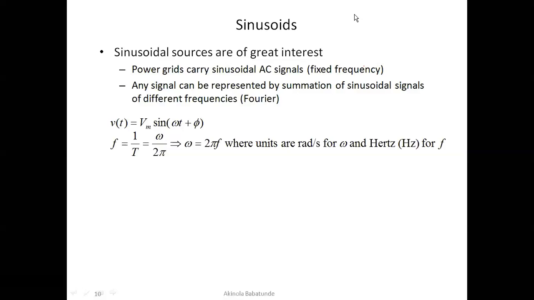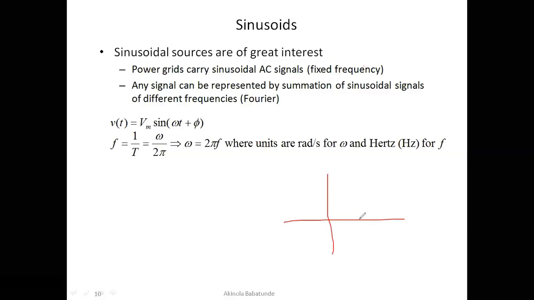Sinusoids are signals that have the sine wave graph. Do you know what a sine wave graph is? When you have something like this, and you go this way. So sinusoids have a sine wave graph. As you can see here, this is a sine, so that's where they got the name sinusoid.